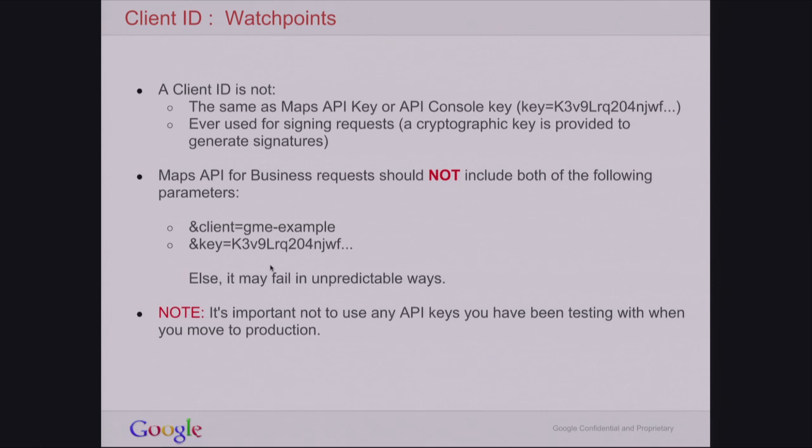So you want to make sure that if you have been doing some development and testing using the API key in your code, one of the main things you want to make sure is that you remove this parameter and replace it with the client ID when you purchase your Maps API for Business license. Another common mistake that we see a lot is using the client ID where we expect the signature. A signature is created by encrypting the client ID with the cryptographic key, and we'll take a look at that in a few more slides.